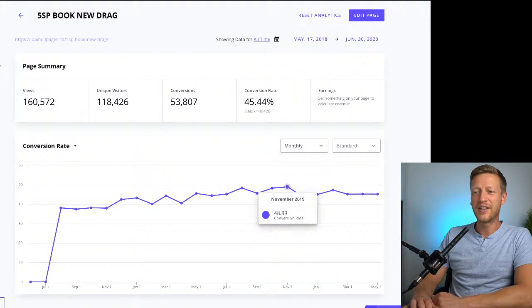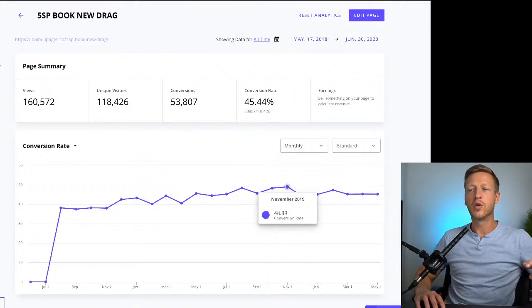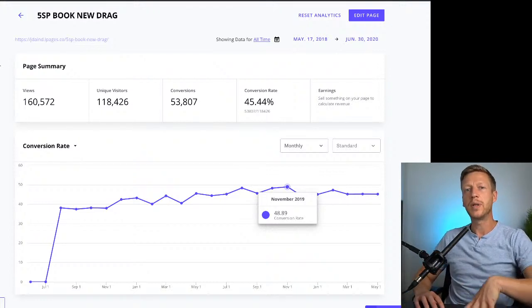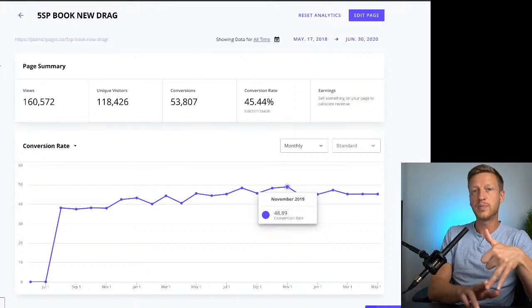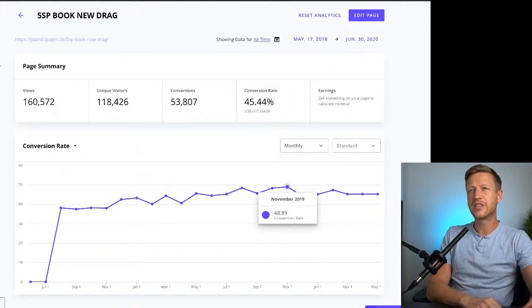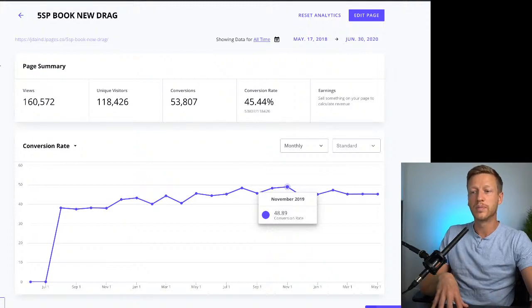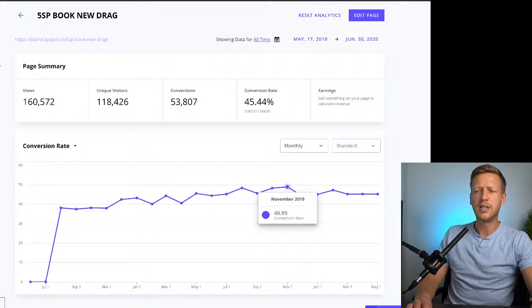Now, this is my 5-step plan book. Okay, so I've had various different pages for this. And this isn't the only way that people can get my book either. There's one for when people come from Google Ads, Facebook ads, and when people come from my website. I think it's something like 160,000 people have downloaded this book in total. But you can see this iteration is 160,000 views, 118,000 unique visitors, which is kind of interesting.